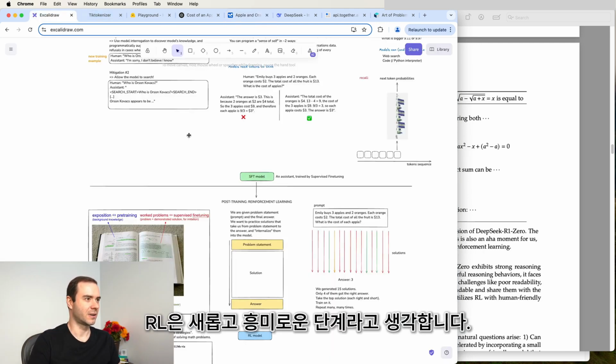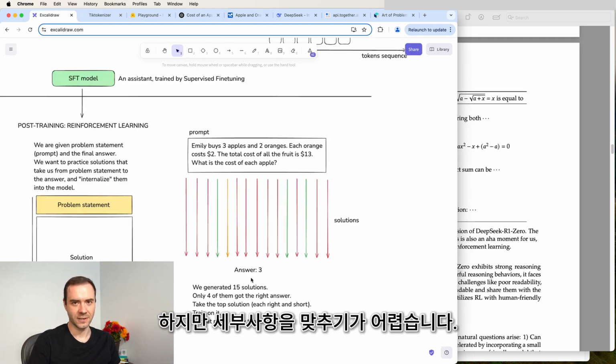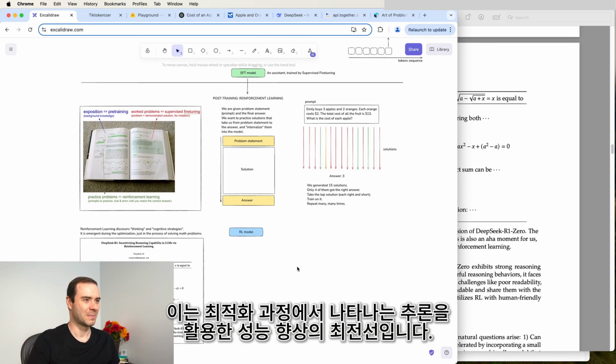I think RL is kind of like this new exciting stage, but getting the details right is difficult. And that's why all these models and thinking models are currently experimental as of 2025, very early 2025. But this is kind of like the frontier development of pushing the performance on these very difficult problems using reasoning that is emergent in these optimizations.